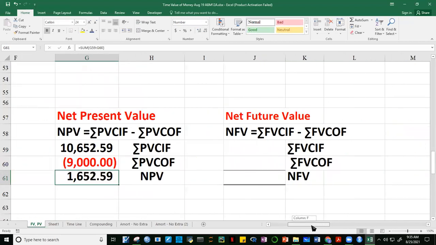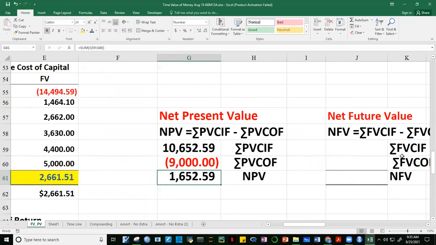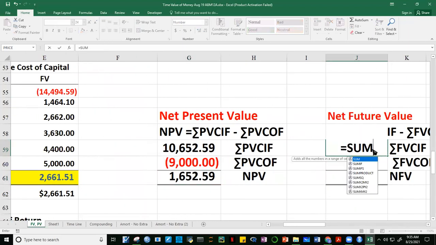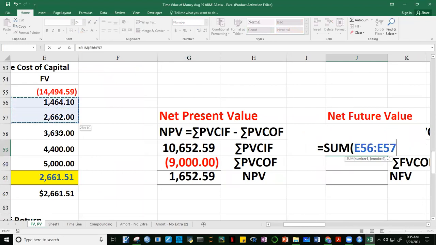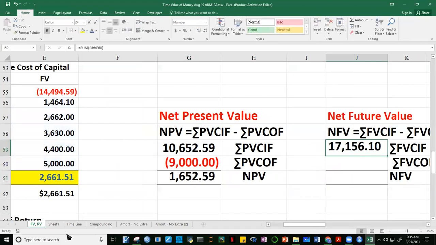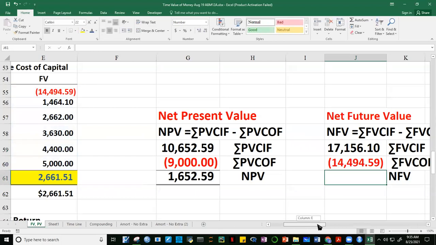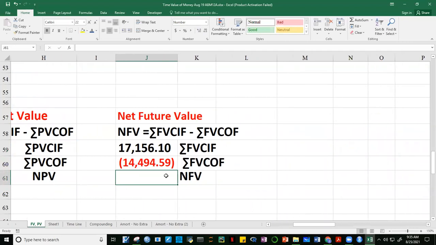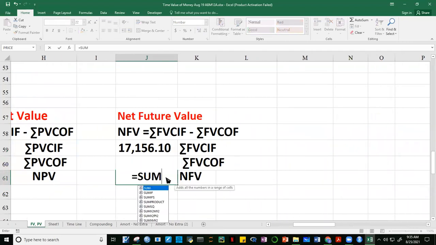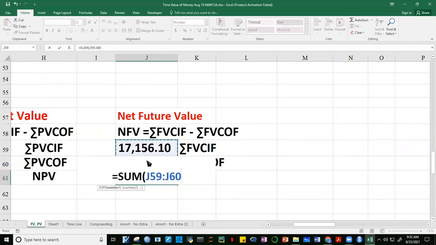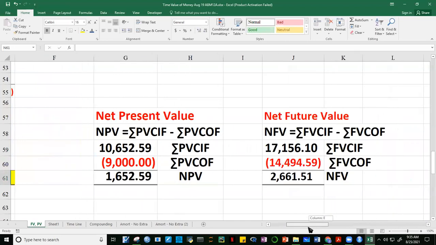For the net future value, gagamitin natin yung future values na. So this is equal to the sum of all your positive future values, that's the future value of your cash inflows, and then we compare it with the future value of your cash outflow, kaya negative. So we have this net future value, which is just the sum of the two. Okay, 2661.51.